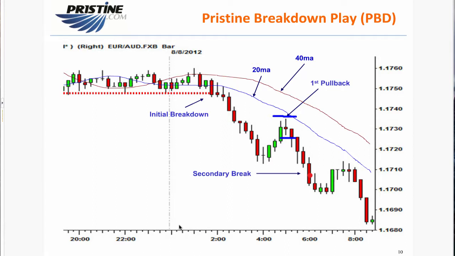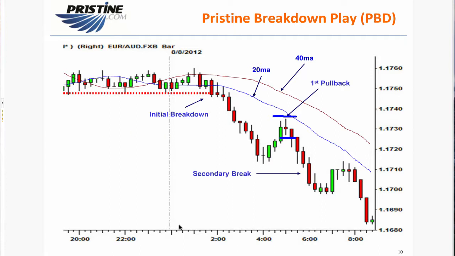So, just again, like I said, something to be aware of is that if you play that secondary break, you got to expect that there's going to be a bit of a move against you initially in all likelihood.